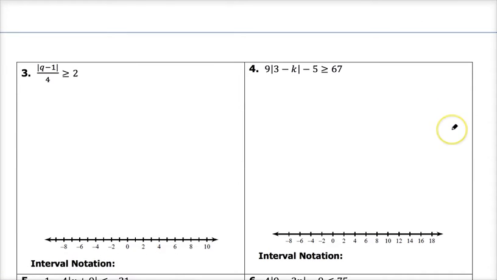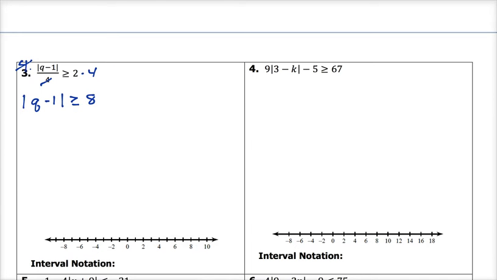Okay, looking at the back side, number 3, we have the absolute value of q minus 1 all divided by 4 is greater than or equal to 2. So the first thing I need to do for this inequality is to isolate the absolute value expression. So I'm going to multiply by 4 on both sides. And that's going to give me the absolute value of q minus 1 is greater than or equal to 8.